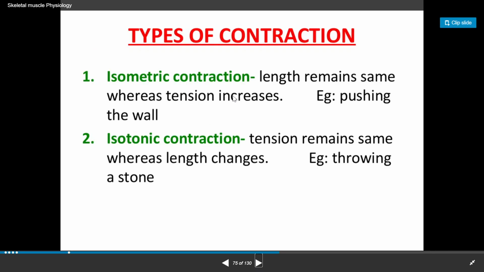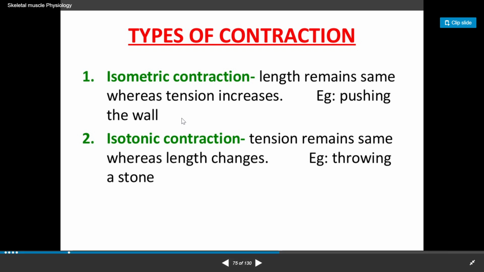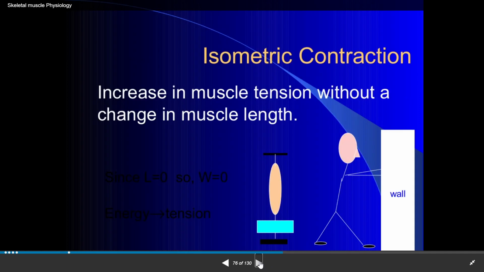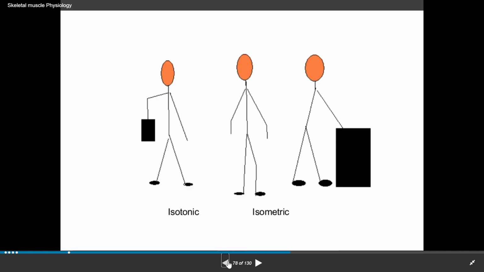In isometric contraction, the length remains the same but tension is going to increase, like pushing a wall. You cannot change the length of the wall, so here you are giving an amount of energy but the work is not done. The wall length will remain the same but tension increases. In isotonic contraction, the length changes and tension remains the same, like throwing a stone. So you can see isometric and isotonic contraction.